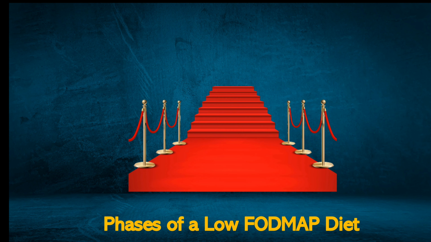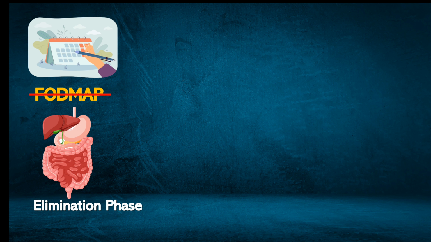Phases of a low FODMAP diet. Here are the 3 phases of a FODMAP diet. Elimination phase. In this phase, high FODMAP foods are removed from the diet for a period of 4 to 8 weeks. This helps to reduce symptoms and provides a baseline for determining individual tolerance levels.